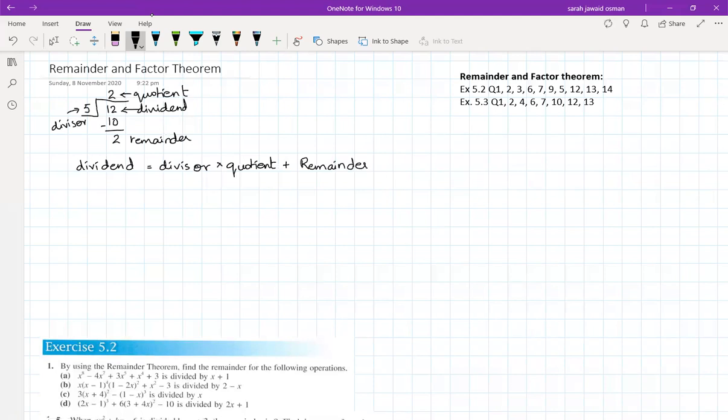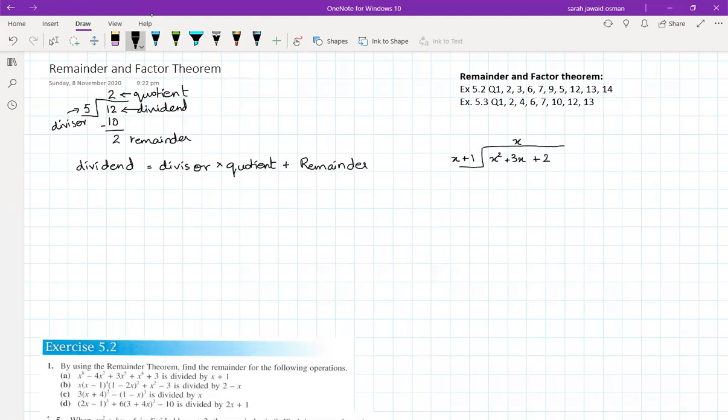Before we understand remainder and factor theorem, just remember that just like we have division between numbers, in a similar format we could have division with polynomials. Let's say you have a polynomial x squared plus 3x plus 2, which is being divided by x plus 1. We can go on with this division in a similar way like we divide with numbers.